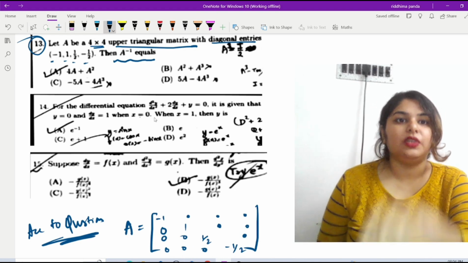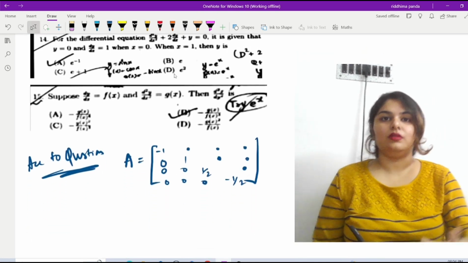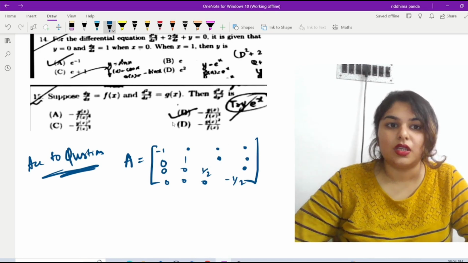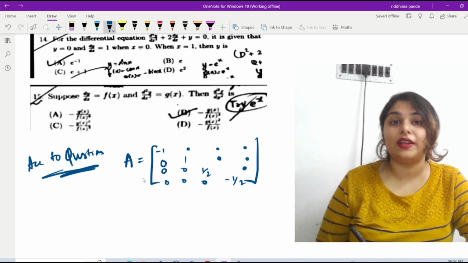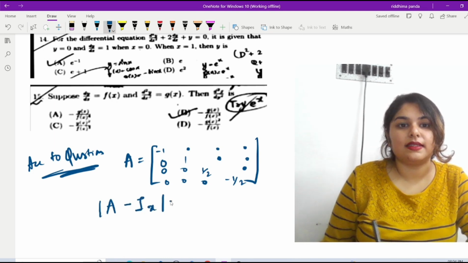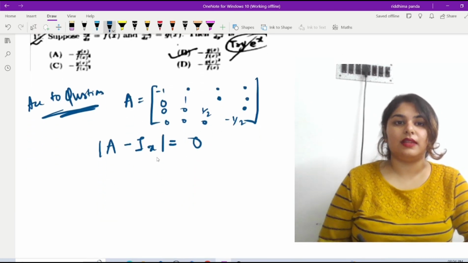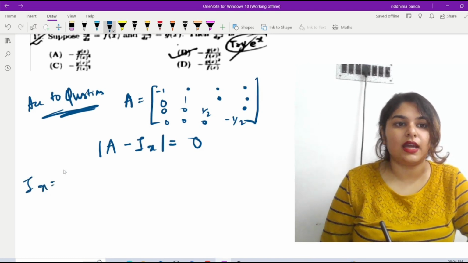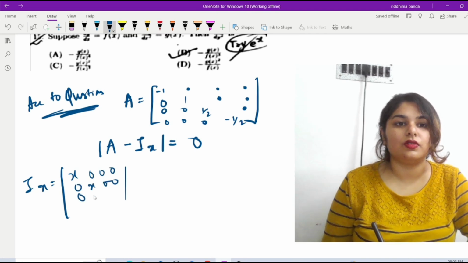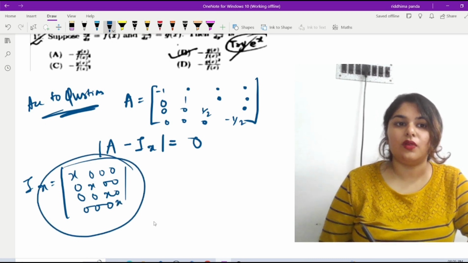Now, in order to find A inverse, we have to find the characteristic equation, and from there we will find A inverse. Now, how can I find the characteristic equation? We know that the determinant of A minus Ix is equal to 0. First of all, let us understand Ix. Ix is basically x 0 0 0, 0 x 0 0, 0 0 x 0 and 0 0 0 x. This is our 4 cross 4 identity matrix with the value x.